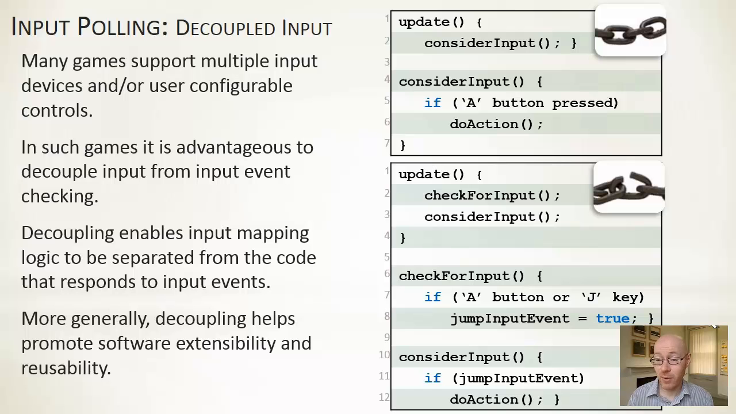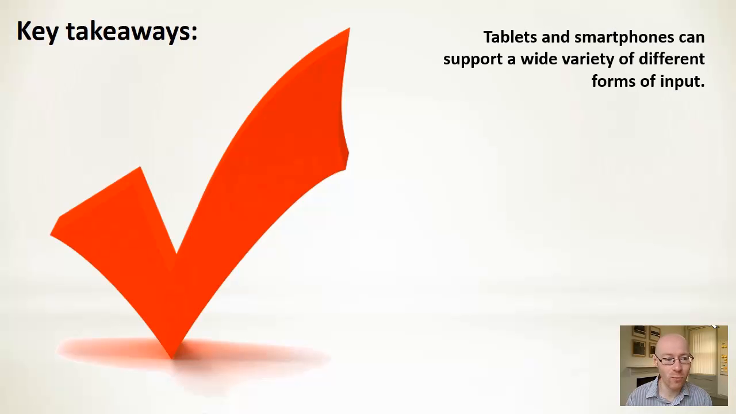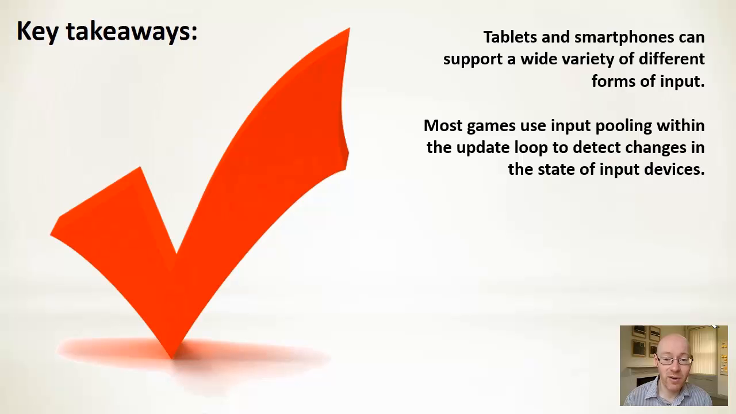So, a couple of key takeaways, fairly straightforward stuff. Tablets and smartphones support, and increasingly support, a very wide range of different types of input. I'm imagining for most of the games we're going to develop, it's simply going to be touch-based input, but it's not to say there aren't other opportunities. And for most of the games, we will be using input polling, where as part of every update you will want to ascertain what has changed based on the input state from the last time that we checked, and based on that change, trigger some appropriate action.